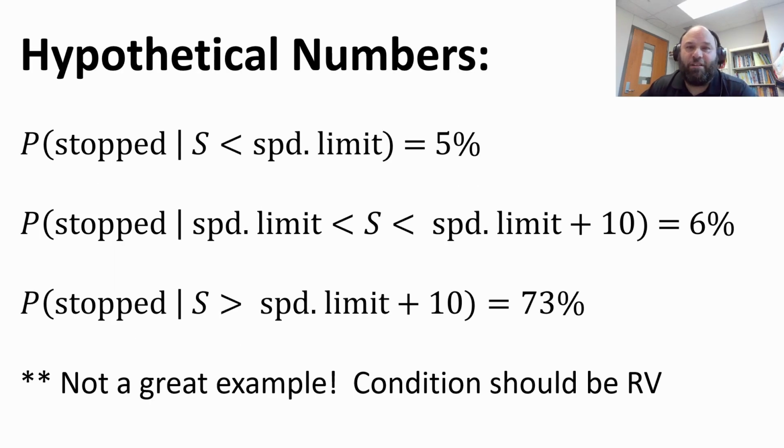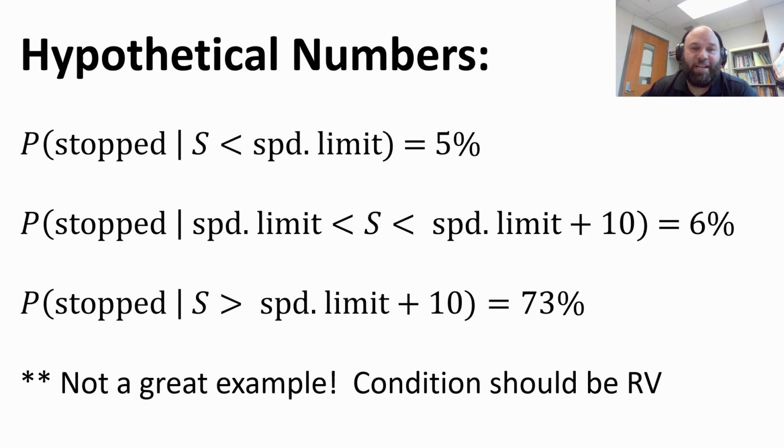These are just some hypothetical numbers that I dreamt up. So using this notation, if you're driving under the speed limit, and the probability of getting stopped is 5%, we say the probability of getting stopped given your speed is less than the speed limit is 5%. Why not 0? Well, remember there are those other conditions, stolen cars, erratic driving, things like that. But those are a lot less frequent. So the probability that a driver is stopped given that they're driving less than the speed limit is pretty low, and I said in this example it's 5%.